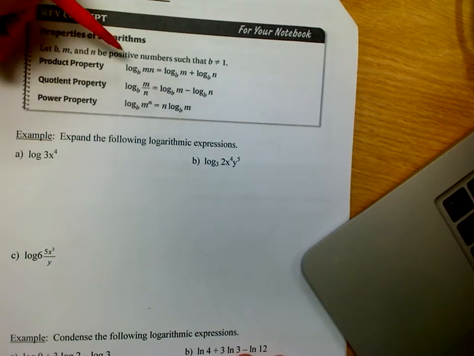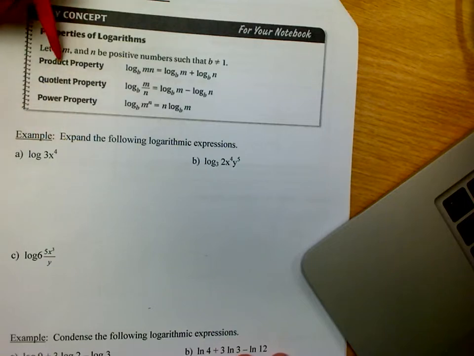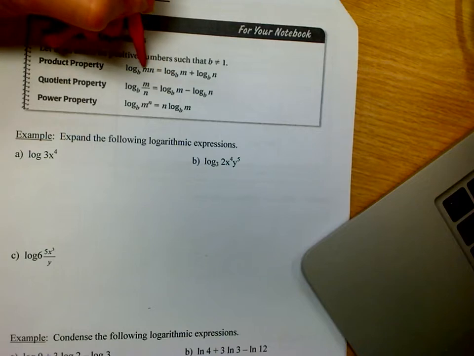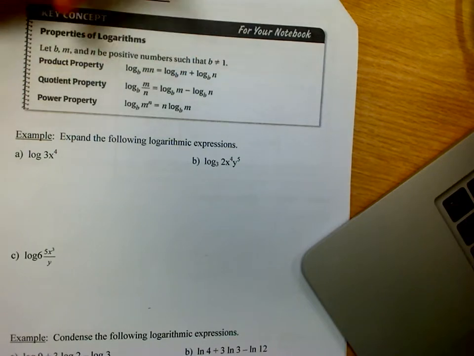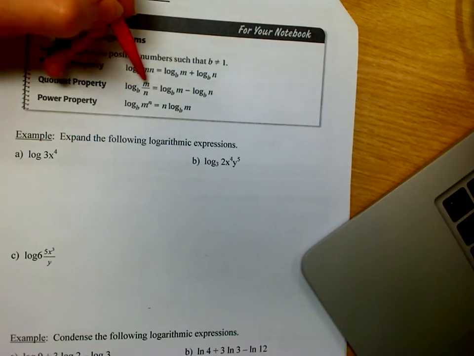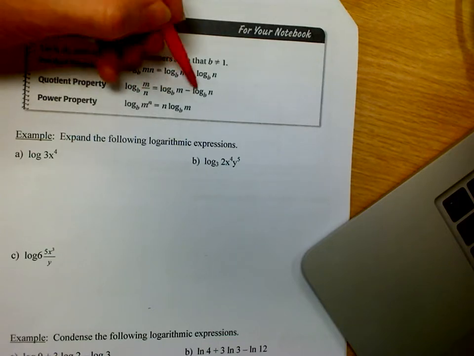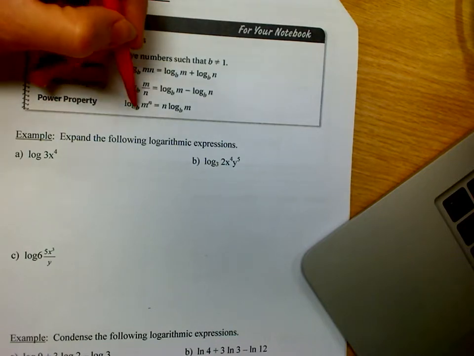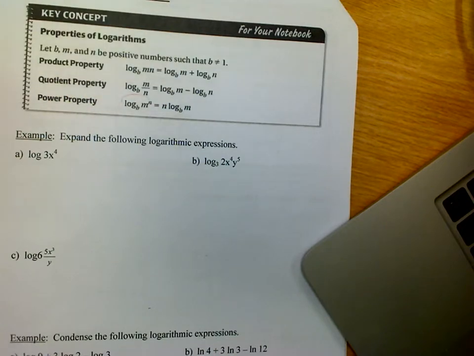When you're expanding, what you need to do is look at these properties and figure out where the breaks are going to be. The product property states if you have log base b of a multiplication problem, you can break that into two separate pieces, log base b of m plus log base b of n. If it's a division problem, a log of a quotient, that can be broken into two log terms using subtraction. And if it's a log base b of a power, the exponent will come to the front and it becomes a multiplication problem.